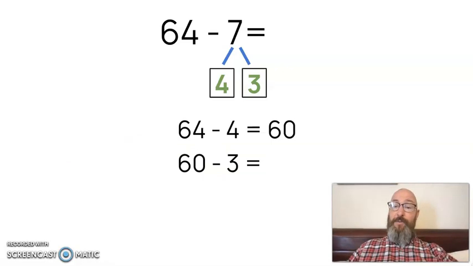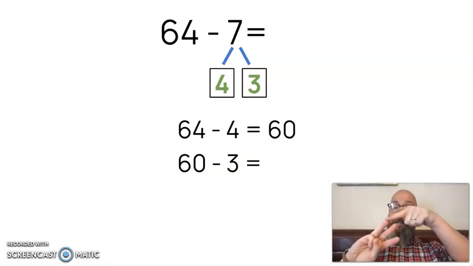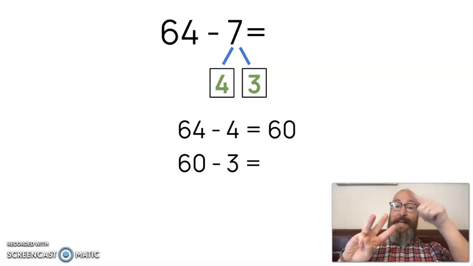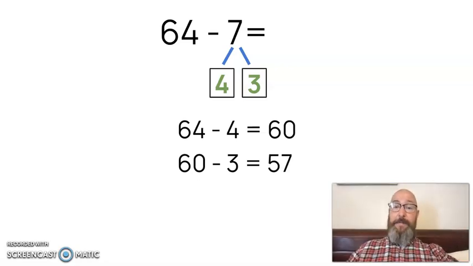Then I'm going to subtract the 3. Again, I'm just counting backwards 3 times. Starting at 60, we have 59, 58, 57. I've subtracted the 4. I've subtracted the 3. And I have 57, and 57 is the answer.